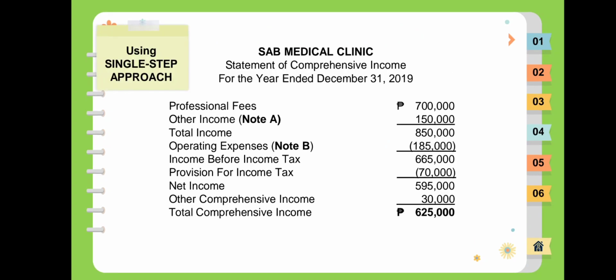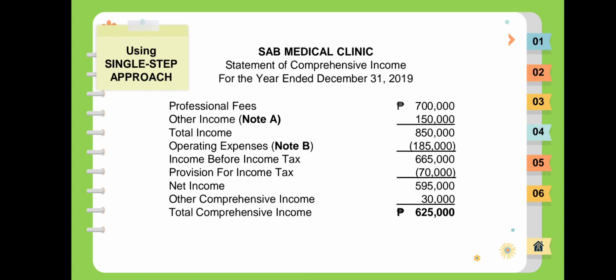And ito na yung SCI. So, for this SCI, we use the Single-Step Approach. Ano yung Single-Step Approach? Sa Single-Step Approach, you will just deduct the total revenues minus total expenses. So, Single-Step Approach is usually used by the service business. Let's have the heading kasi yun yung first part. So, anong ilalagay sa heading?